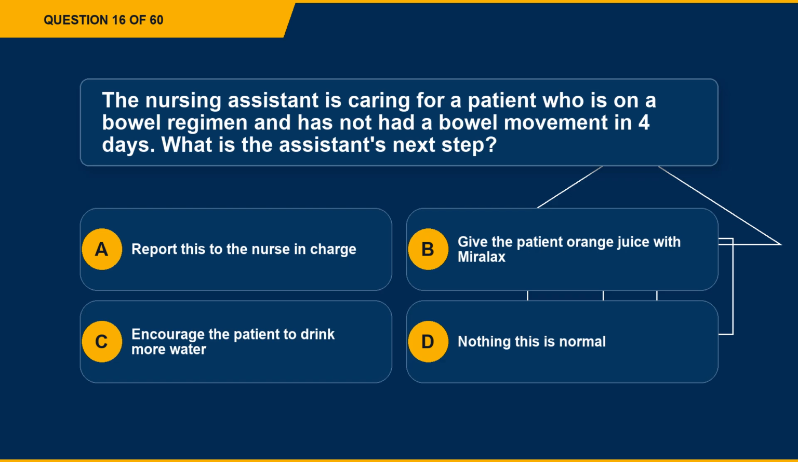Question 16. The nursing assistant is caring for a patient who is on a bowel regimen and has not had a bowel movement in 4 days. What is the assistant's next step? Option A. Report this to the nurse in charge. Option B. Give the patient orange juice with Miralax. Option C. Encourage the patient to drink more water. Option D. Nothing, this is normal.